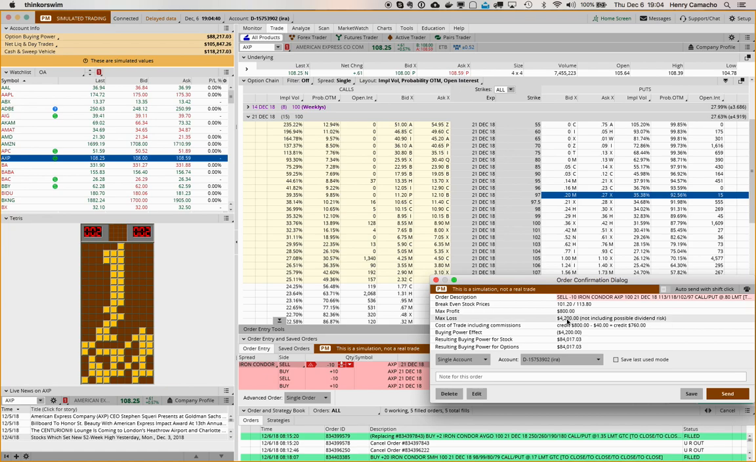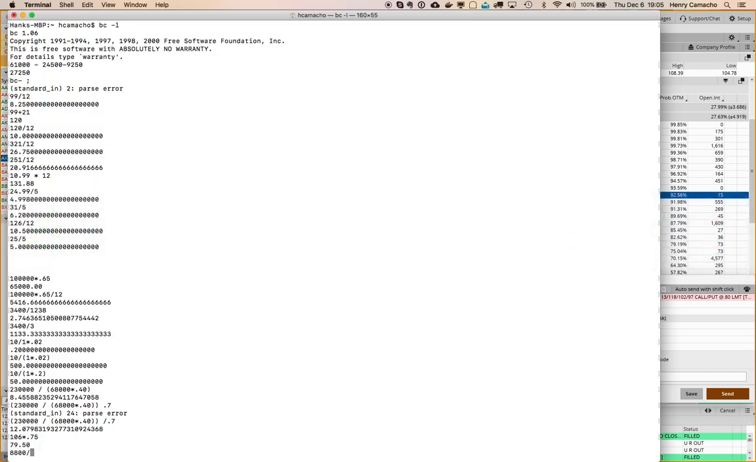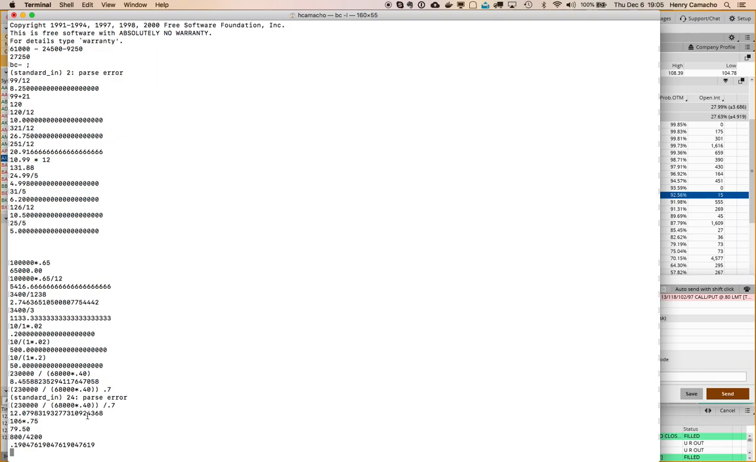Max profit of 800 on a total risk of 4,200. So what I'm really seeing here is maybe a 20% margin in this. If you were to calculate 800 into 4,200, you'd have about roughly 20%. So let's just do the math here. 800 divided by 4,200. Just about 19%, about 20.